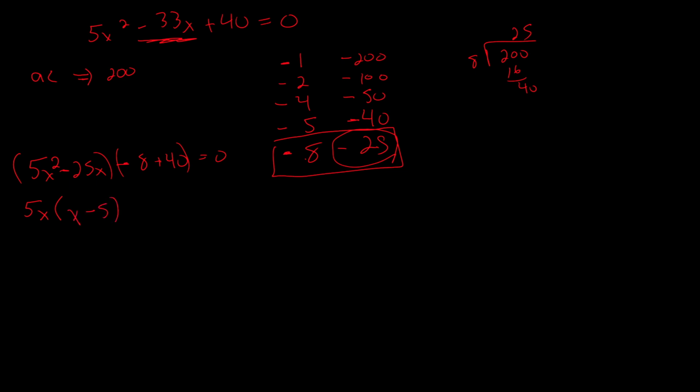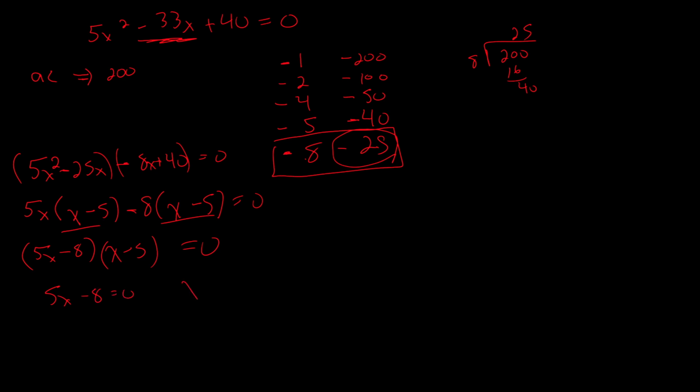And so here I want to pull out a negative 8. So negative 8, and that's going to leave me with an x minus 5. Right? Because a negative times negative is a positive. I'm reverse distributing. These are the same, so I cover them up. And so 5x minus 8 equals 0 and x minus 5 equals 0. So I'll add 8 to both sides here, and I'll divide by 5. And so for this one, x is equal to 8/5, and x is equal to 5. So my solution set is 8/5 and 5.